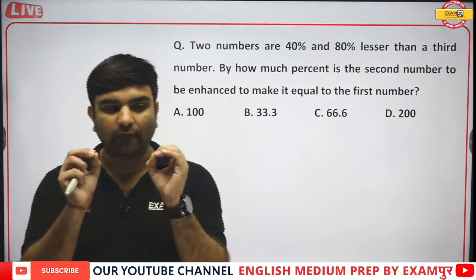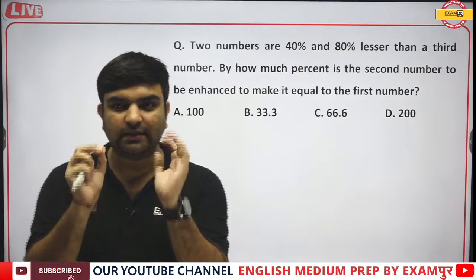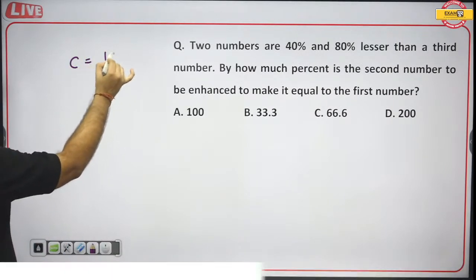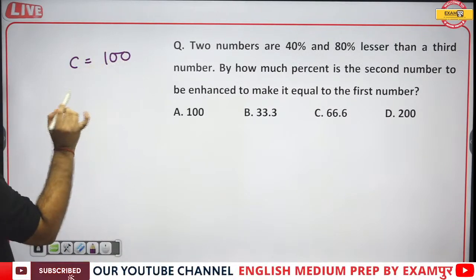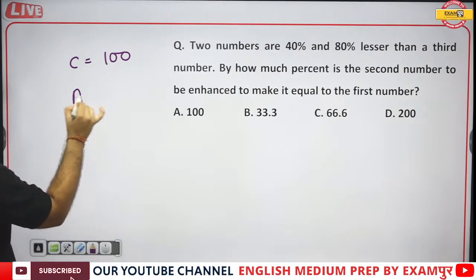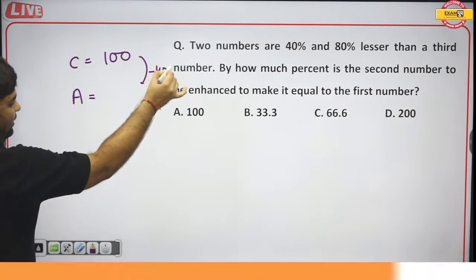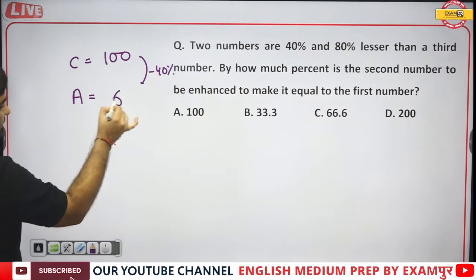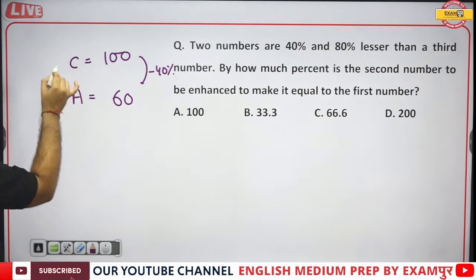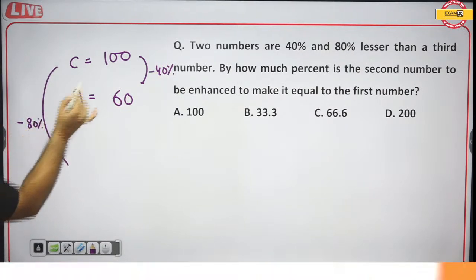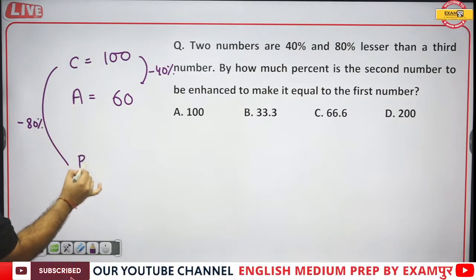Two numbers are 40 and 80% less than the third number. Again, assume the third number as 100. First number is 40% less. So 100 minus 40 is 60. And second number is 80% less. 100 minus 80 is 20.